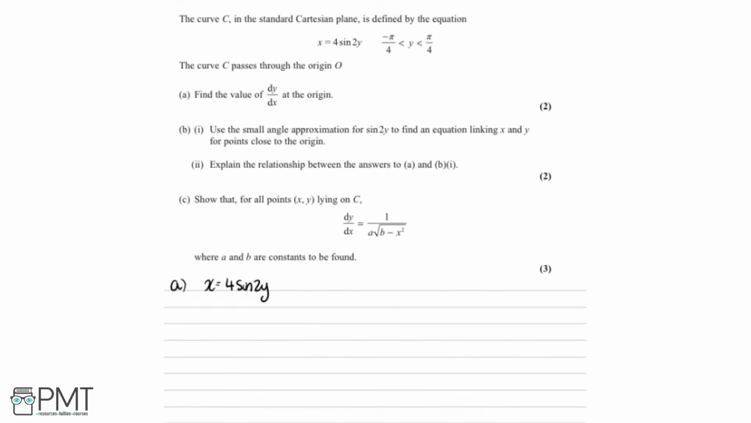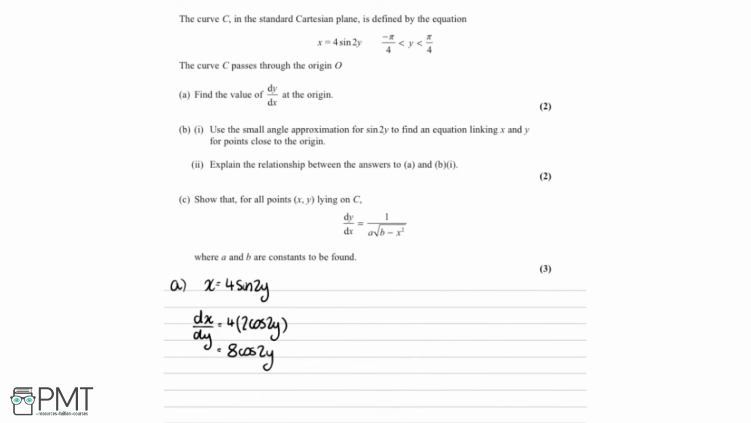And the first thing I notice is actually we've got x as a subject here instead of y that we'd be used to. So what we're going to do, instead of finding dy by dx, we're going to find dx by dy. So we're going to differentiate everything with respect to y. So we're going to get dx by dy equals, I'm going to have 4 here, multiplied by, if we differentiate sine 2y, we'll get 2 cos 2y. So this equals 8 cos 2y.